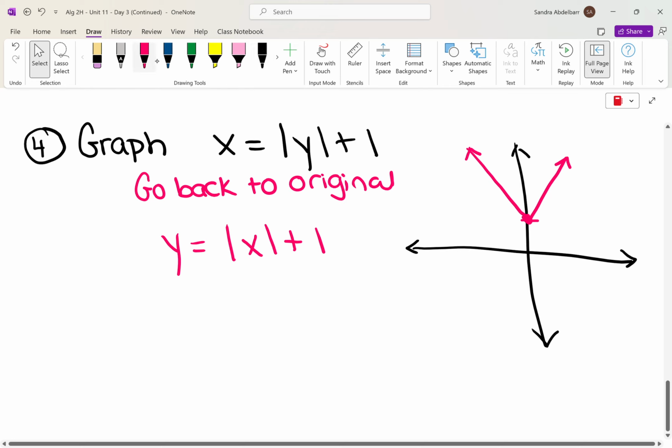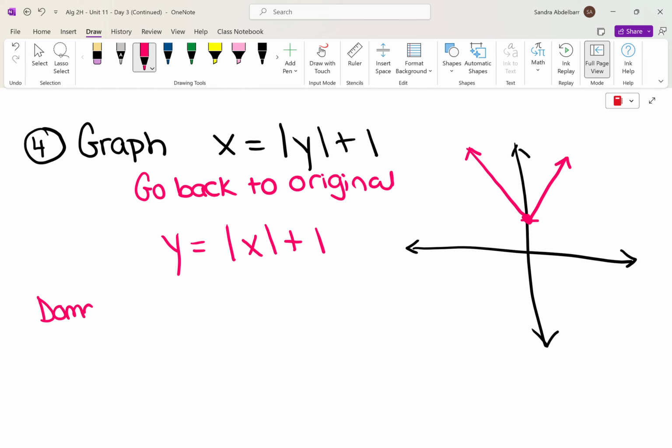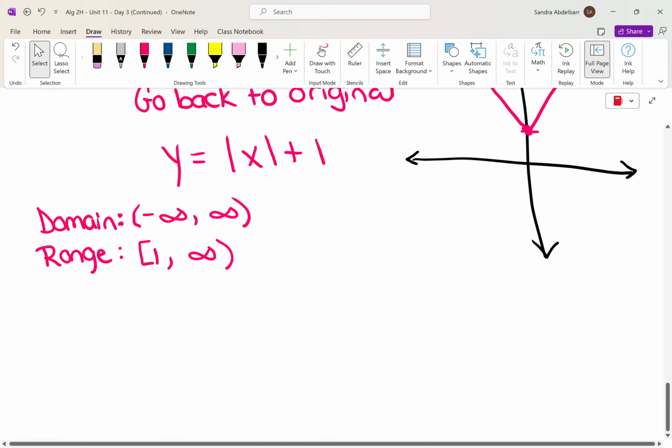So let's find our domain and range. What's the domain here? Good, negative infinity to positive infinity. What's the range? Square bracket 1 to infinity. Good, square bracket 1 to infinity. So now let's talk about the inverse. That's the one we need to graph.